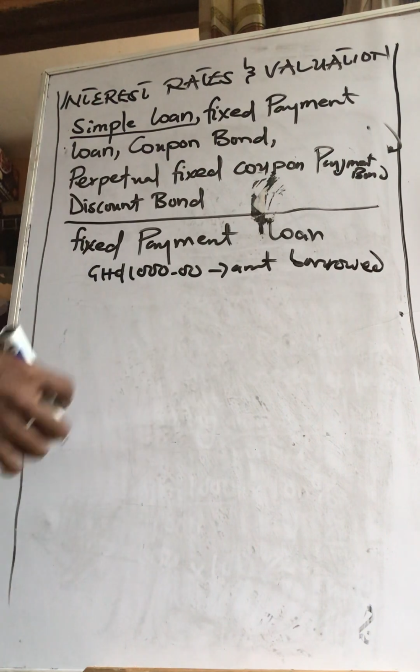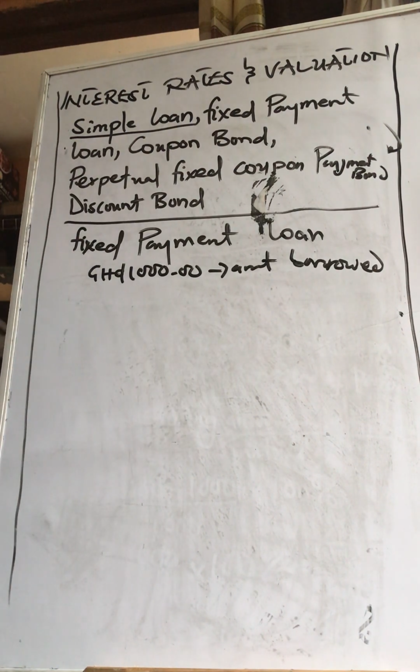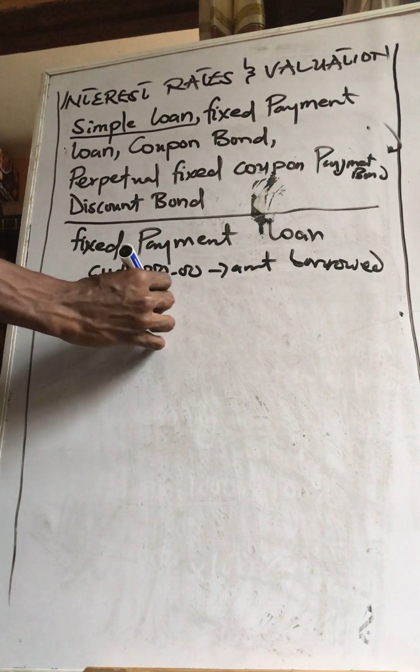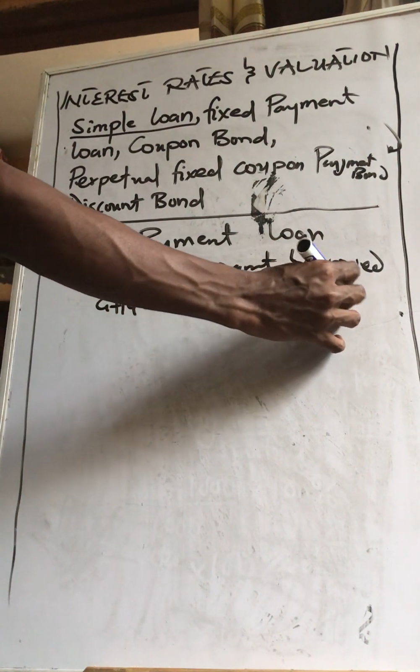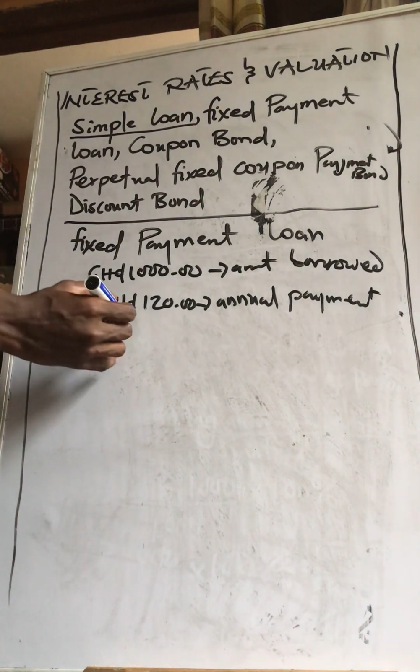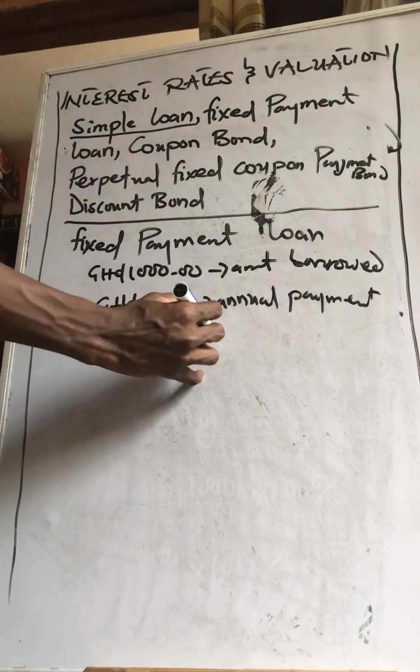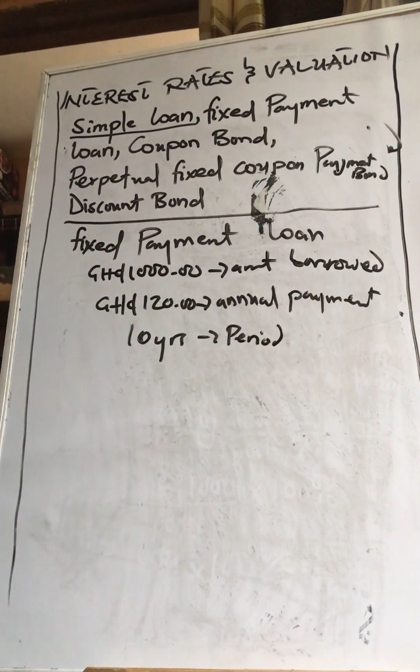If we borrowed this amount from a bank to finance the construction of a new warehouse, and the terms of the loan specify that an annual amount of 120 Ghana cedis be paid, this is going to be annual payments, for 10 years. 10 years is the period to defray the total cost, that is the principal plus the interest. We want to determine the yield to maturity of the loan, say, the interest rate. How do we go about this?